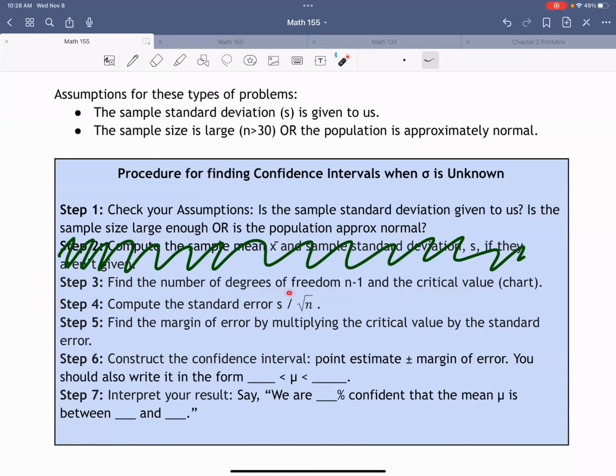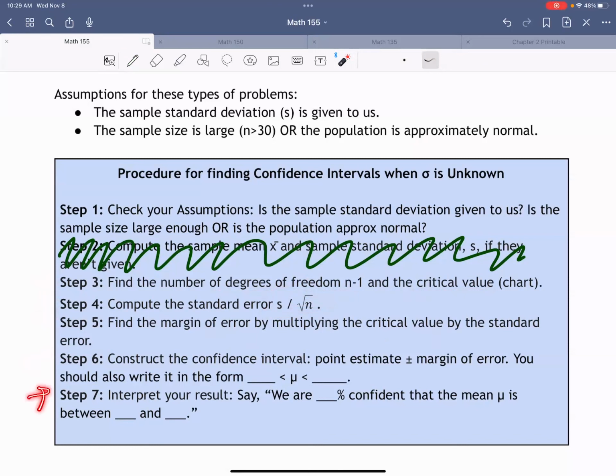Step four is computing the standard error, which does have this formula, which is different. But remember, it's the same thing. You're taking the standard deviation over the square root of n. It's the same formula. You don't have to memorize this. It's just the same thing you were doing before. Step five, the margin of error by CV times SE, same thing we did. Step six is the same thing we did in the last section.